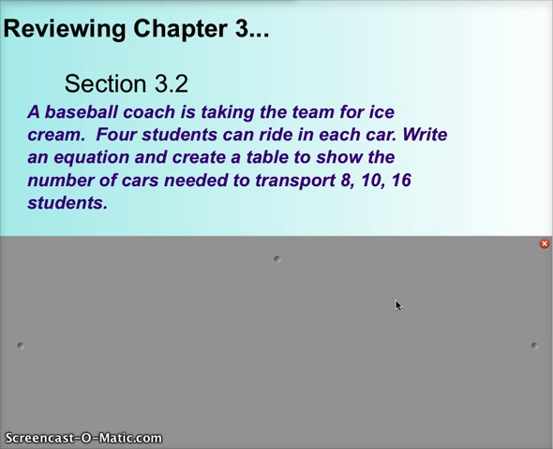Section 3.2. A baseball coach is taking the team for ice cream. 4 students can ride in a car. Write an equation and create a table to show the number of cars needed to transport 8, 10, or 16 students. Remember, start with an equation first that could tell you how many cars would be needed. Pause the video here.